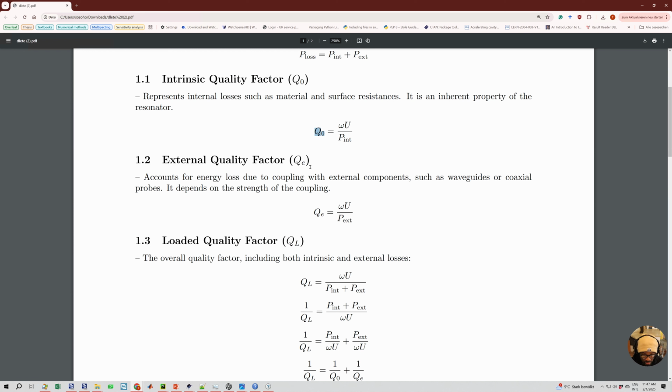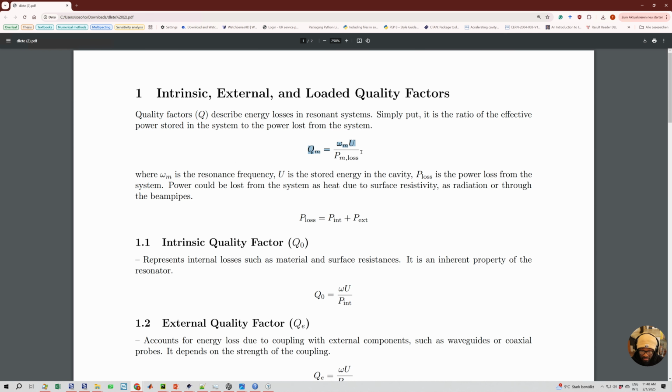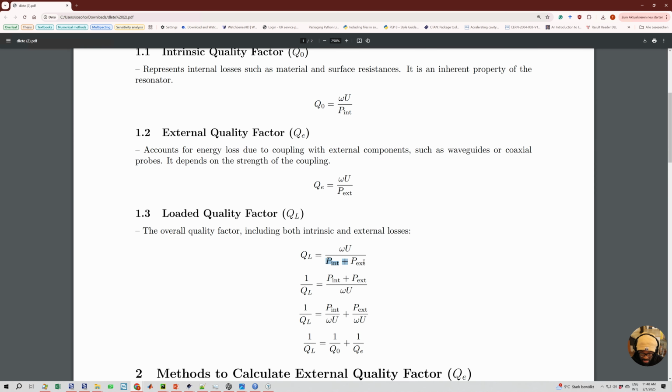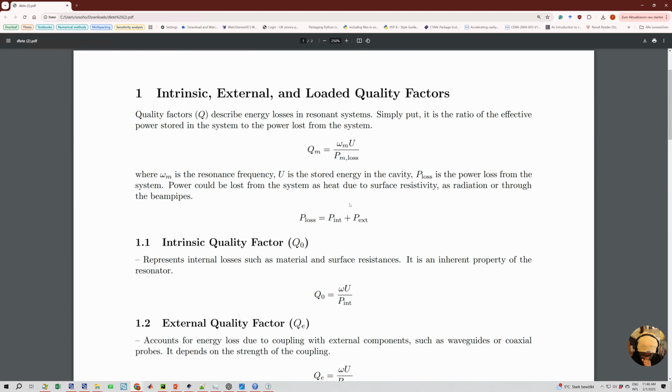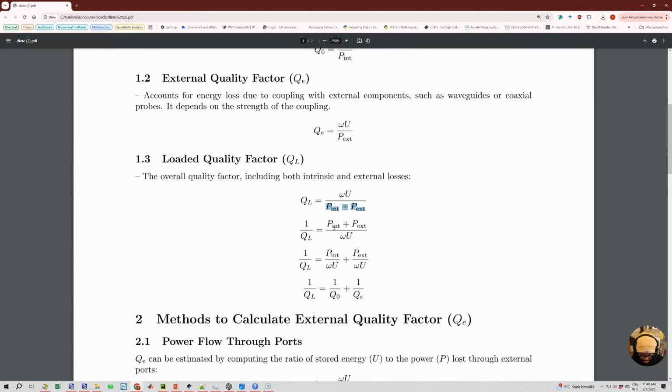Now the external quality factor captures the losses due to all other mechanisms. It accounts for the energy loss due to coupling with external components, waveguides, probes, or any other thing. This is also defined as the energy stored divided by the external power loss. Now, the loaded quality factor, which is what we have from this definition, is defined as follows. Remember we started with this definition of P loss, but then we split P loss into P internal and P external. So we could do some mathematics.